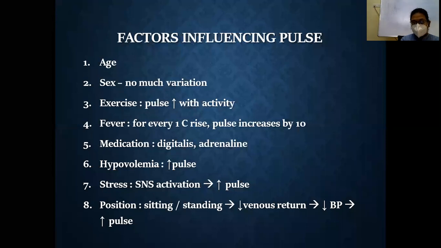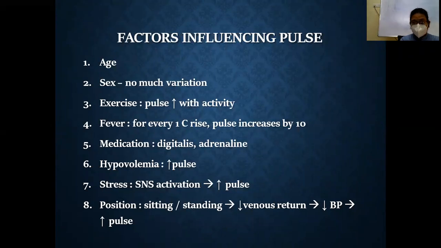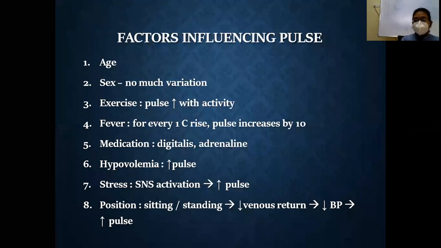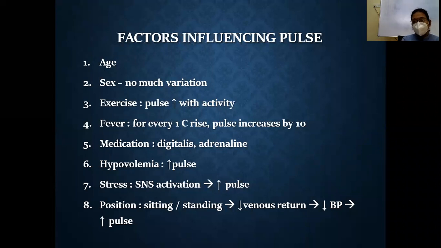Medications like digitalis and adrenaline. Digitalis is a drug used for heart failure patients to reduce the heart rate. It has a positive inotropic effect and a negative chronotropic effect. Inotropic describes the force of contraction, whereas chronotropy means rate. So digitalis is a drug which has positive inotropic effect and negative chronotropic effect.